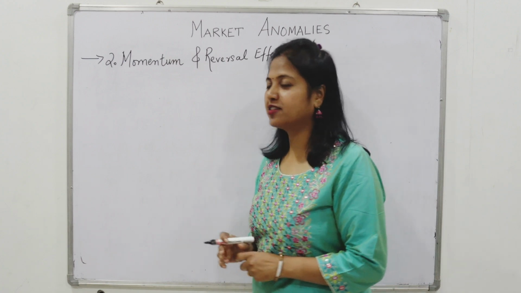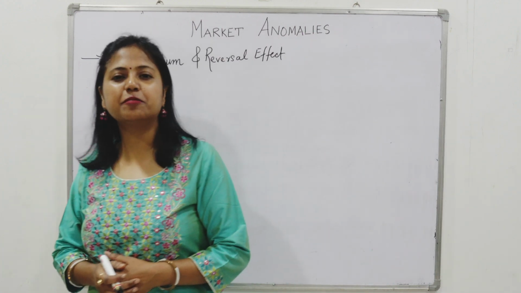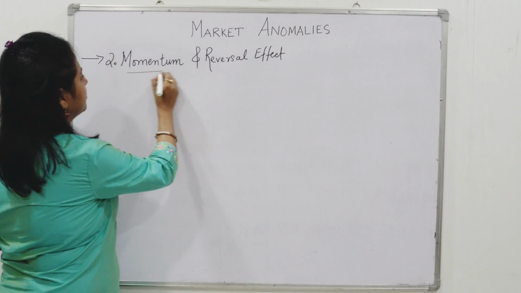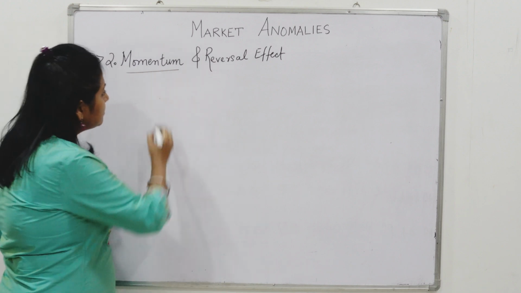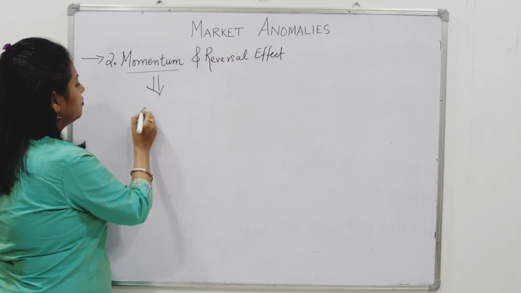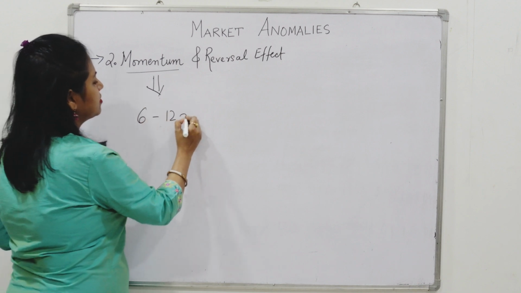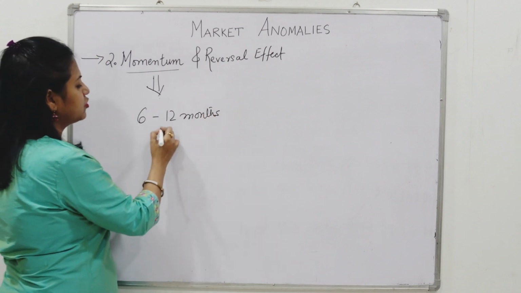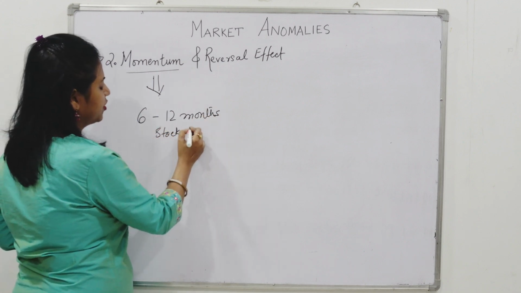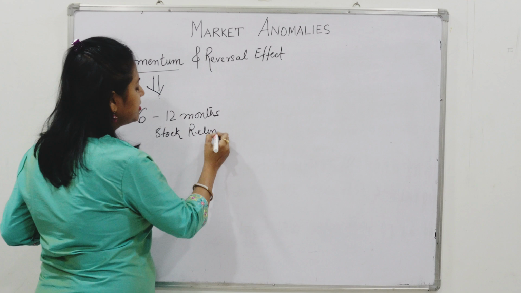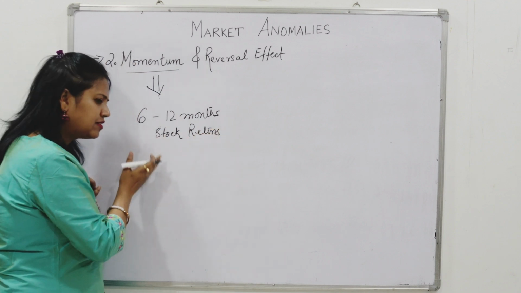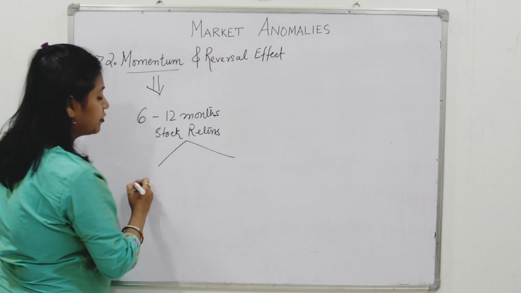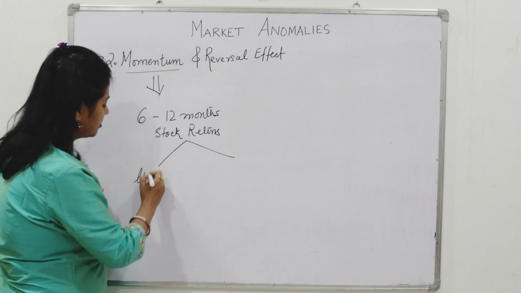Now we will talk about the second anomaly, that is the momentum and reversal effect. Let's understand the momentum effect, right? This is possible by observing 6 to 12 months of stock returns. Okay, what does this mean? This means that you observe, for the last 6 months or the last 1 year, which are the stocks that are giving a positive rise in price, or we can say winners.